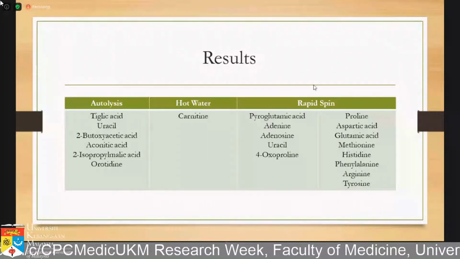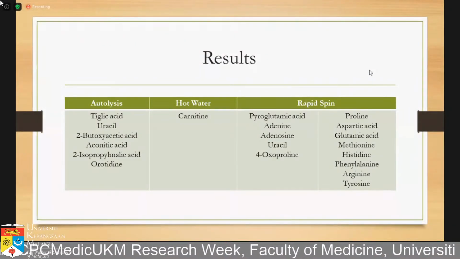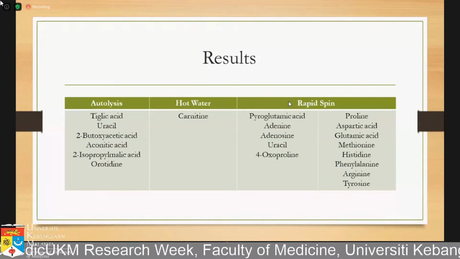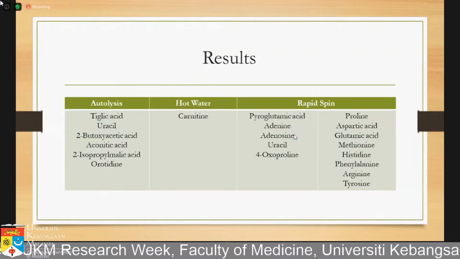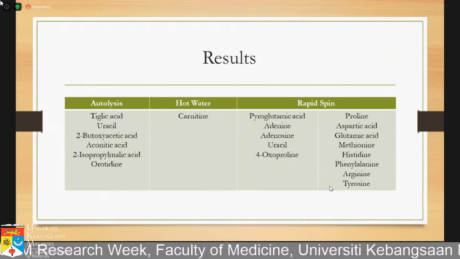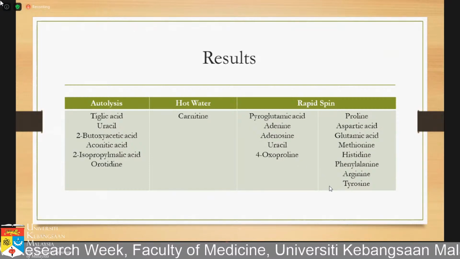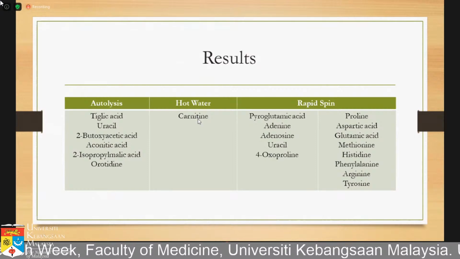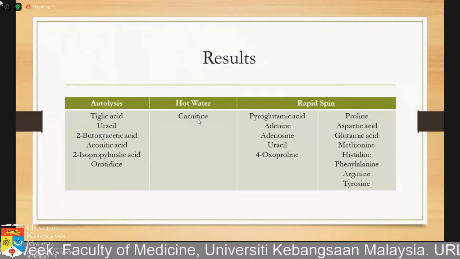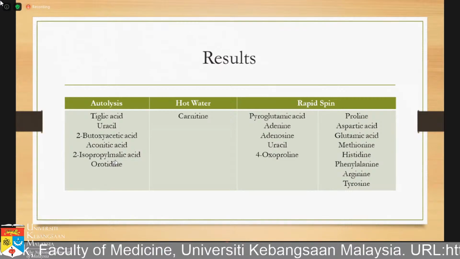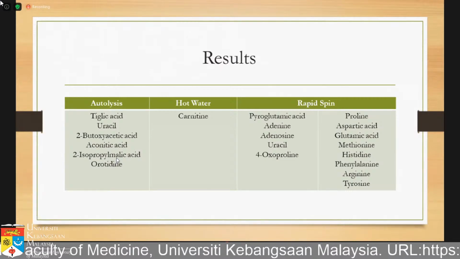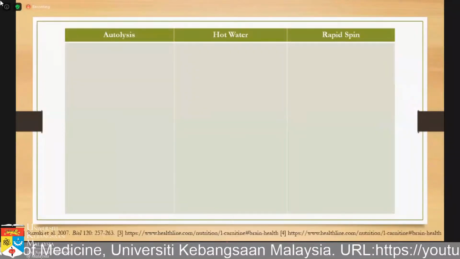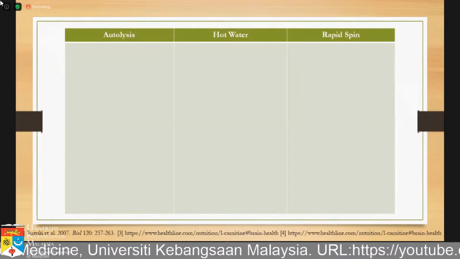So in the result part, here we show the 3 different extraction methods. You can see the rapid spin has the most characterized or identified metabolites, and most of them are amino acids, whereas hot water extract has the least number of metabolites detected, and autolysis has an intermediate number of metabolites detected. Among all these metabolites, I would like to highlight a few to discuss.